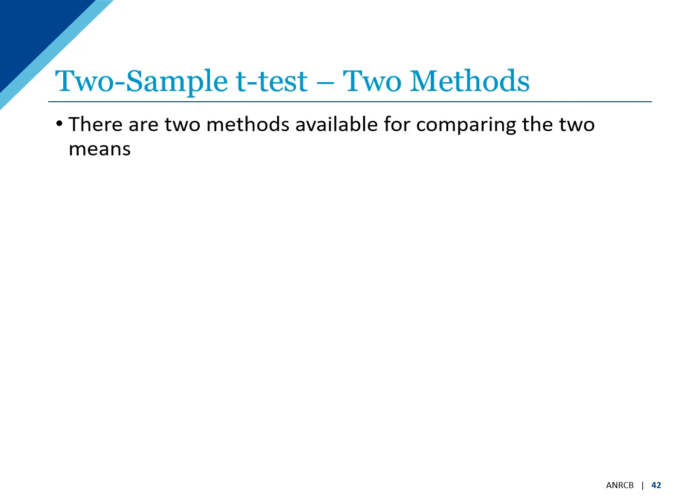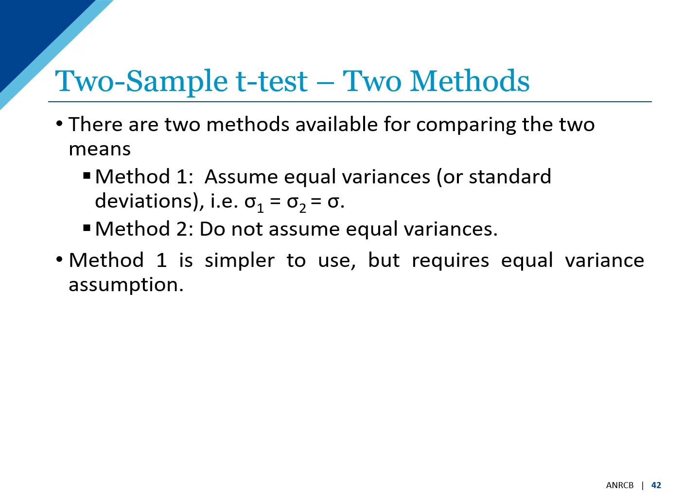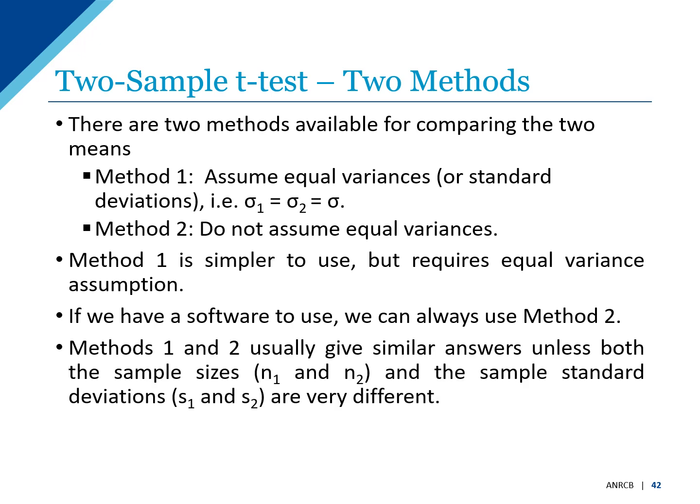There are two methods for comparing these two means. Method 1 is to assume that the variances or standard deviations are equal. Method 2 does not assume equal variances. Method 1 is easier to use, but requires that the variances are, in fact, equal. But Method 2 is just as easy as Method 1 when you have software. Both methods typically give quite similar answers unless both the sample sizes and the sample standard deviations are very different.